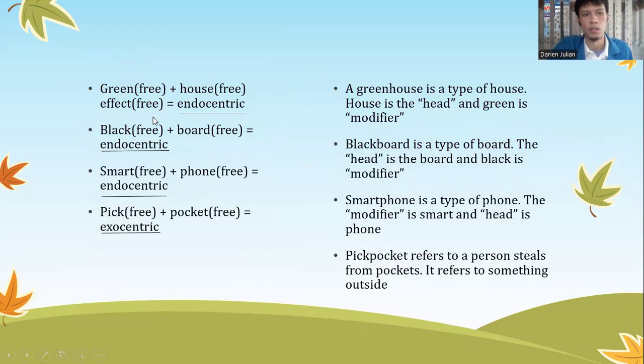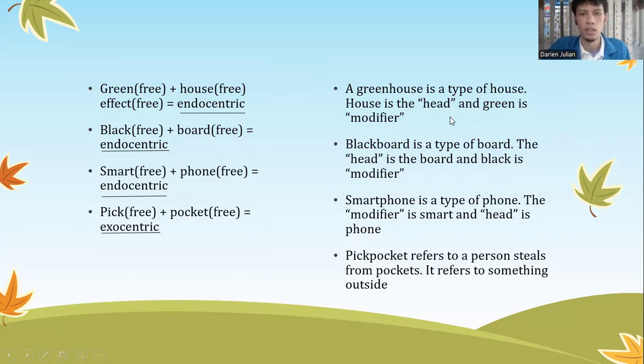There are 4 words: greenhouse, blackboard, smartphone, and pickpocket. Green is a free morpheme, same goes to house, same goes to black, same goes to board, same goes to smart, same goes to phone, same goes to pick, and same goes to pocket. Greenhouse is an endocentric compound. Blackboard is endocentric too. Smartphone is also endocentric, whereas pickpocket is an exocentric compound.